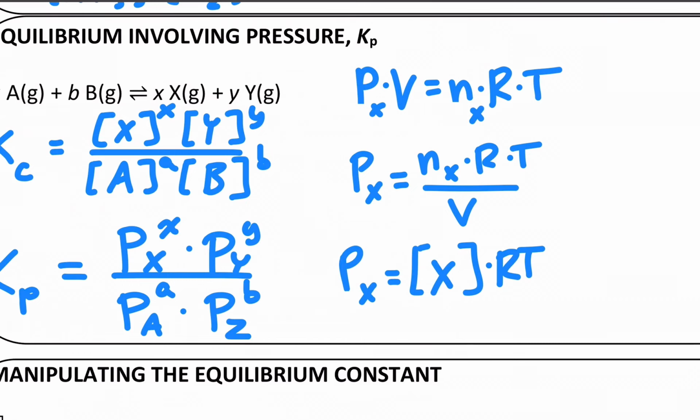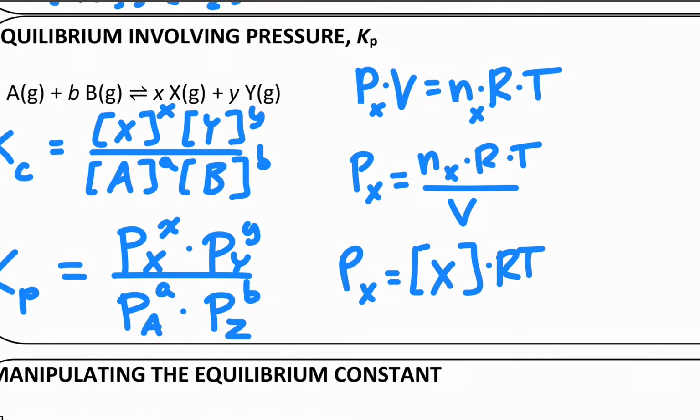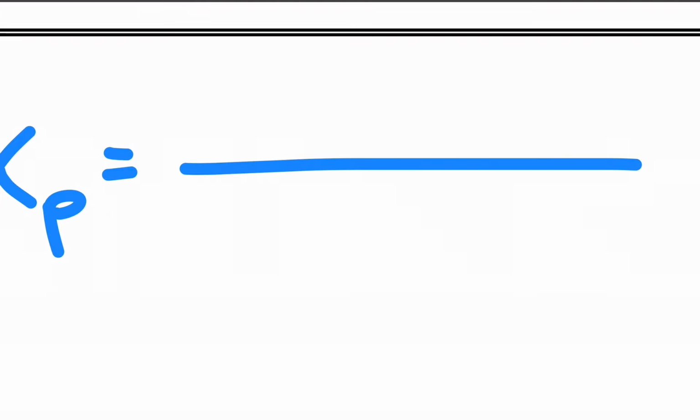And now that I've done that, I could do that for all of these partial pressures. So I'm going to use this and substitute it into all of these partial pressures and rearrange and write what Kp is now equal to. That means K in terms of pressure is a very big fraction.